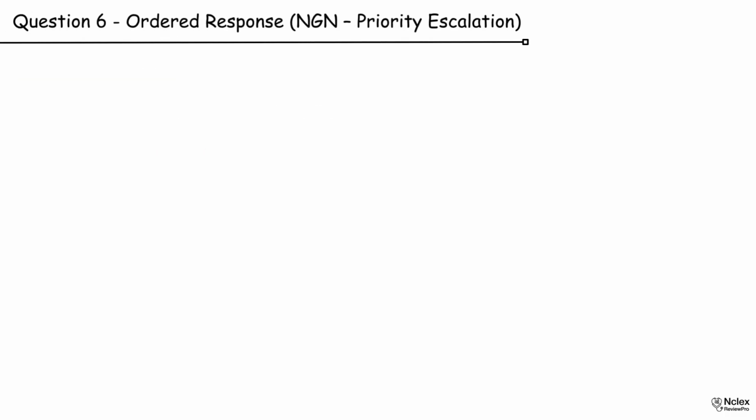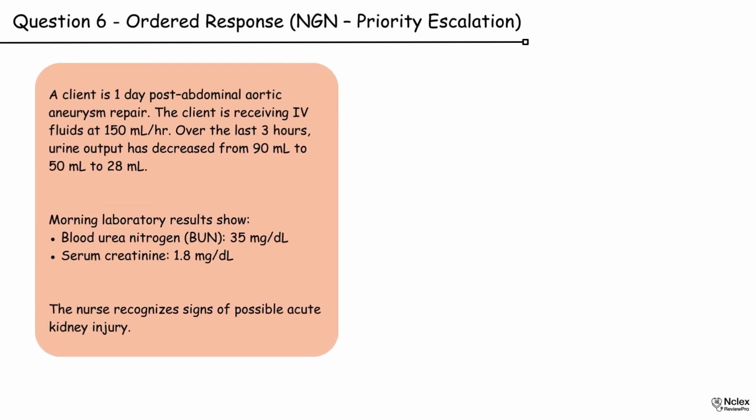Question 6. This is an ordered response question focused on post-abdominal aortic aneurysm repair and priority escalation for possible acute kidney injury. A client is 1 day post-abdominal aortic aneurysm repair. The client is receiving intravenous fluids at 150 milliliters per hour. Over the last 3 hours, urine output has decreased from 90 milliliters to 50 milliliters to 28 milliliters. Morning laboratory results show a blood urea nitrogen of 35 milligrams per deciliter and a serum creatinine of 1.8 milligrams per deciliter. The nurse recognizes signs of possible acute kidney injury.